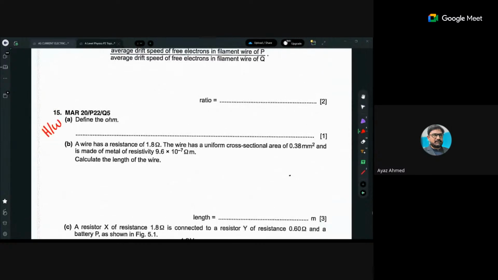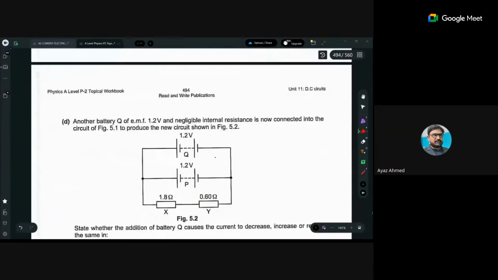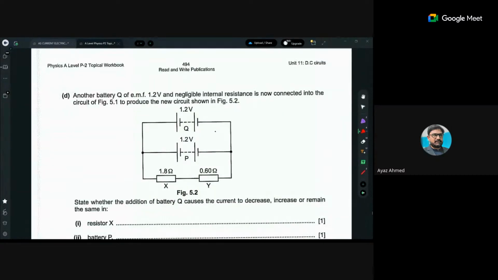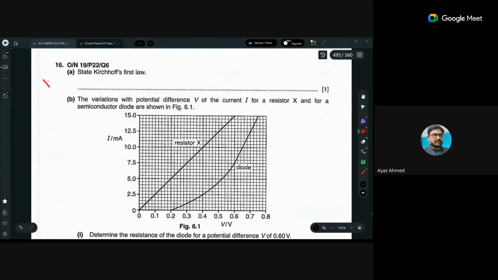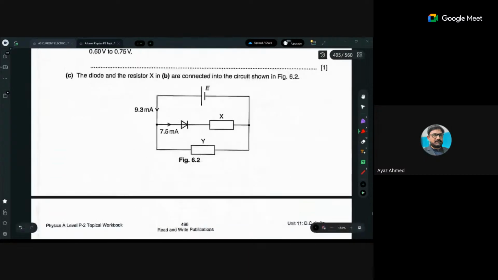Just type this message on the group also. Okay, these are the homework questions. Okay, mention the question numbers. And question number 16 is your homework. That's it. Okay.